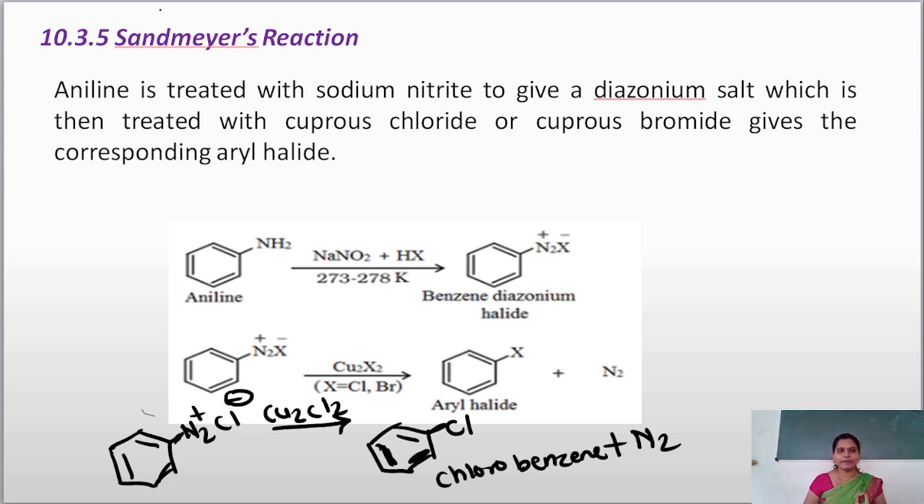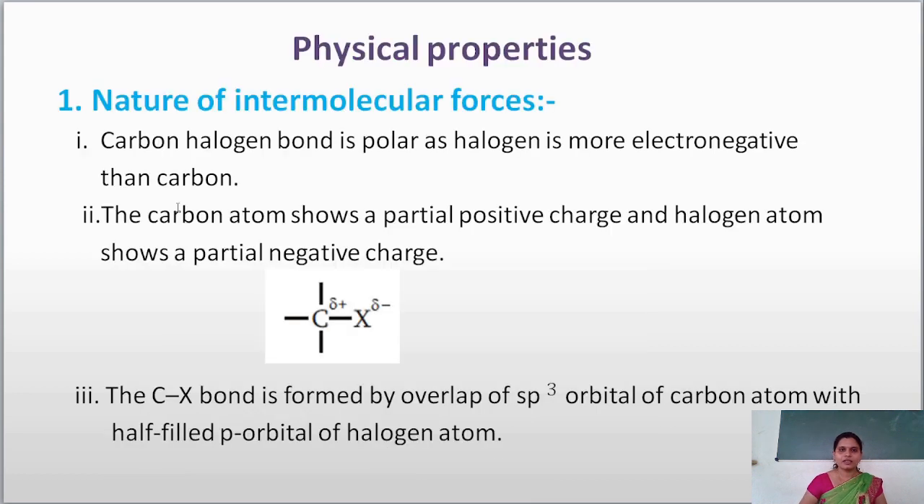So you have to remember that in Sandmeyer's reaction you first form benzene diazonium halide, that is the diazonium salt, from aniline, and this benzene diazonium salt reacts with the corresponding cuprous halide to get the corresponding aryl halide. So here we completed the methods of preparation for the halogen derivatives. Next we will see the physical properties of the halogen derivatives, that is alkyl halides.